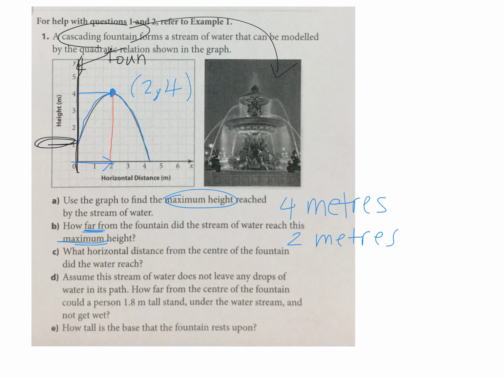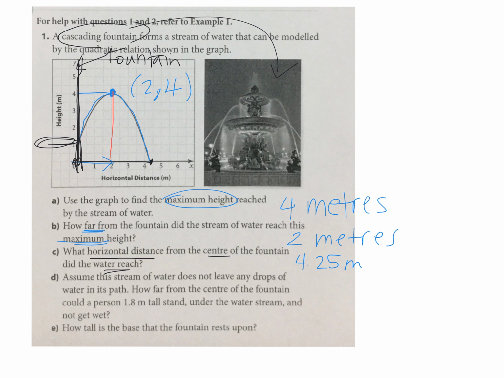Okay? So C is a little bit confusing, but if you read the question carefully, it says, what horizontal distance from the center of the fountain did the water reach? So here's the fountain. How far away from the center of the fountain did the water go? So from here to here. Raisel, you said it? 4.25. Good. 4.25 meters.